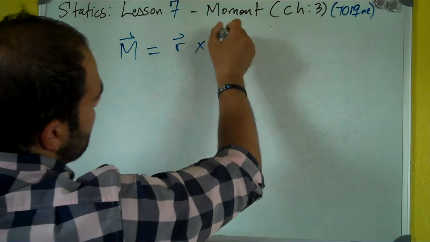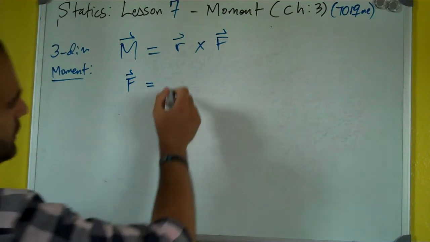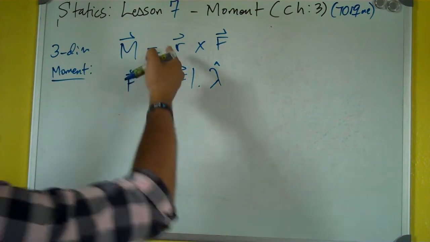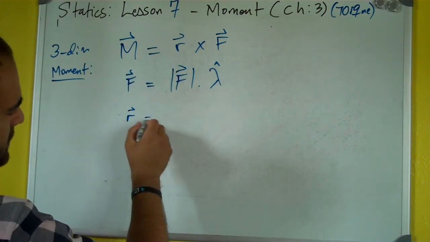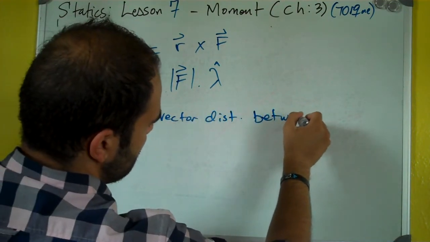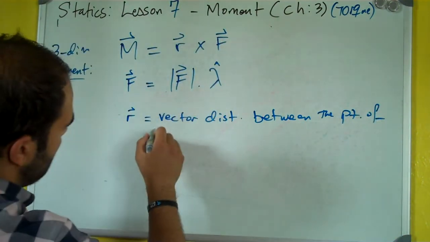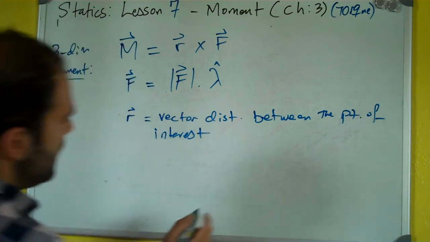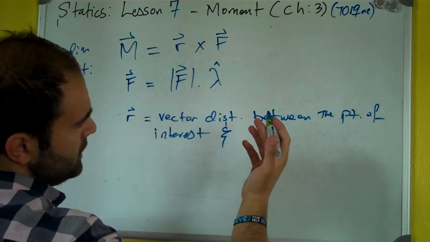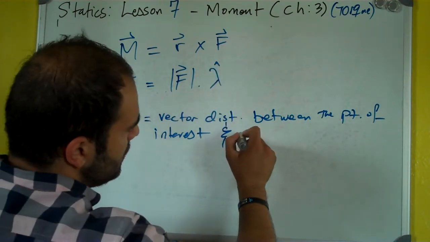R cross F. Well, F from chapter 2 is your F times the unit vector. R, it's pretty simple. It's the distance, the vector arm, between the point of interest and the initial or final or any point along the force.